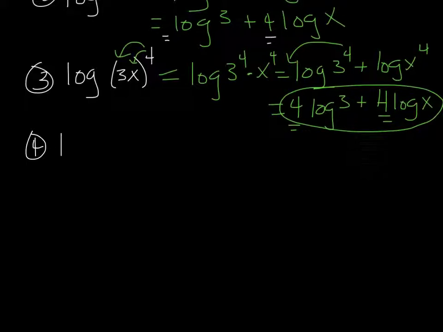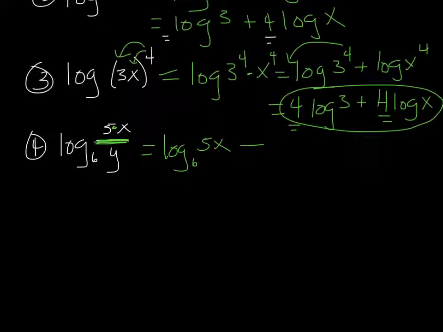Let's try one last expand problem. We'll do log, and the base doesn't matter, so I'll just change this one to log base 6 just to be different. Log of 5x over y. Again, I've got two things going on. I've got a multiply and I've got a divide, and both of those things expand. As far as the order, probably the easiest thing to do is to deal with the divide first, and then I can get that out of there and deal with the multiply. So I know that divide expands to subtraction: log base 6 of 5x minus log base 6 of y.